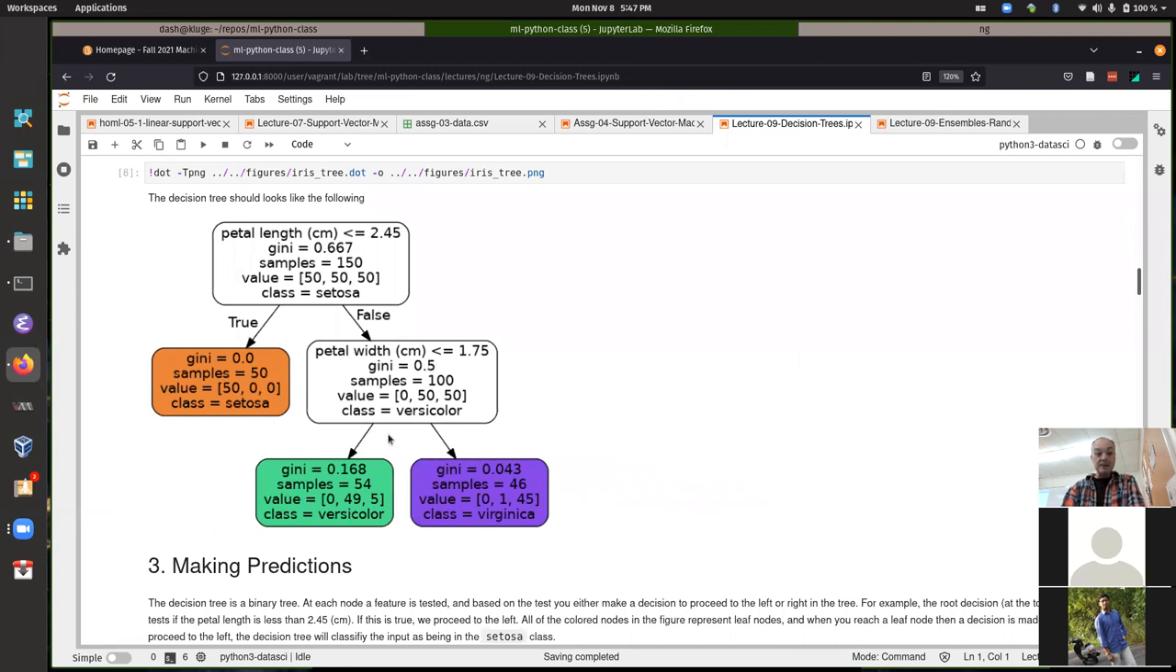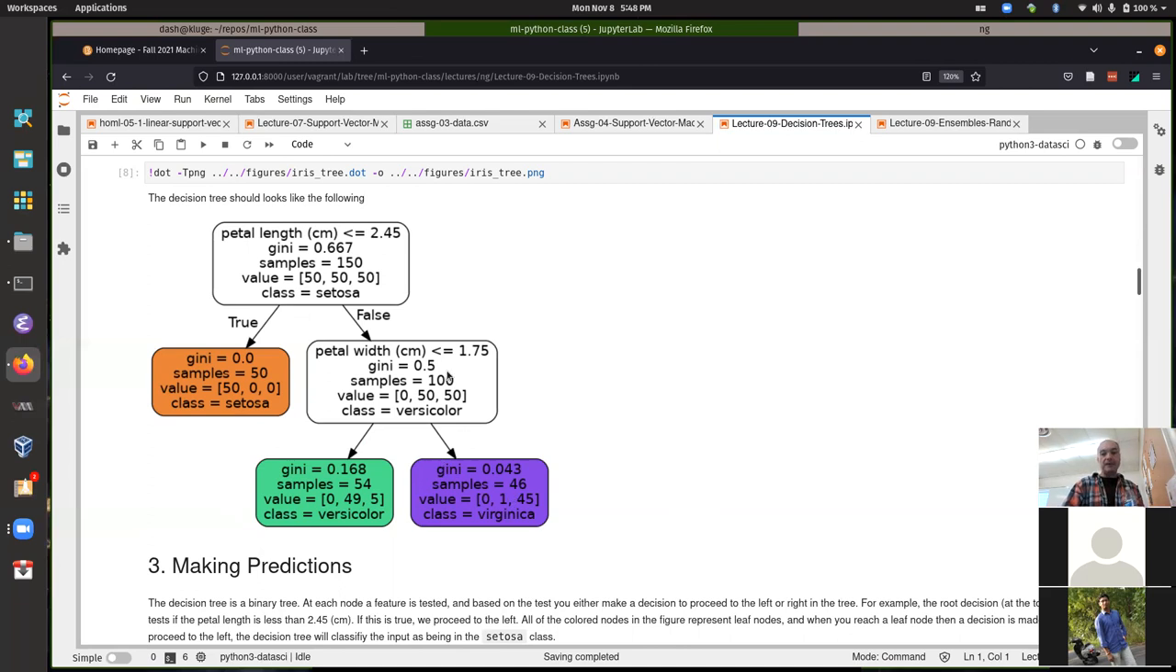But for that boundary going left here, we end up with 54 samples that have petal widths less than 1.75, right? And of those, 49 were basically versicolor. And of course, we didn't have any setosa, and we still don't have any, but then five of the ones with petal widths less than that are actually virginica, and are going to get misclassified if we ask for predictions for those 5 points from this classifier here, right?